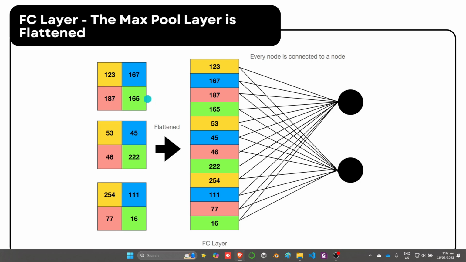And every node here is connected to the final output nodes. So these output nodes will deal with the next section, but these output nodes are very important. And basically, all of those nodes are connected to each output. So that's why there's so many lines here, because this is fully connected.